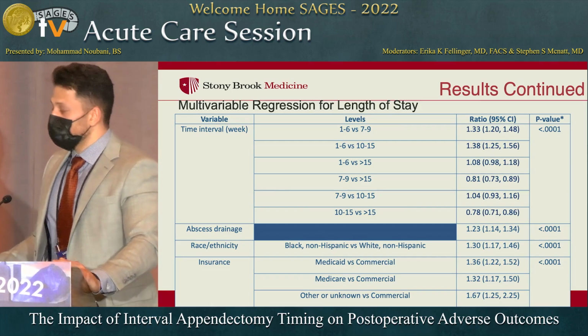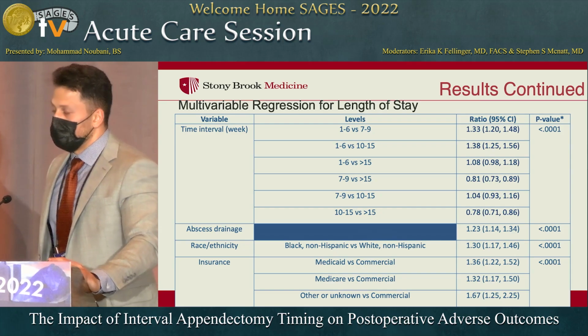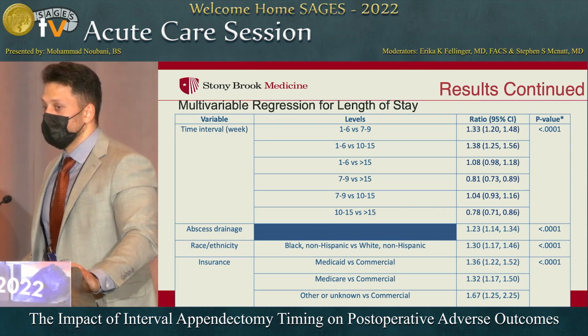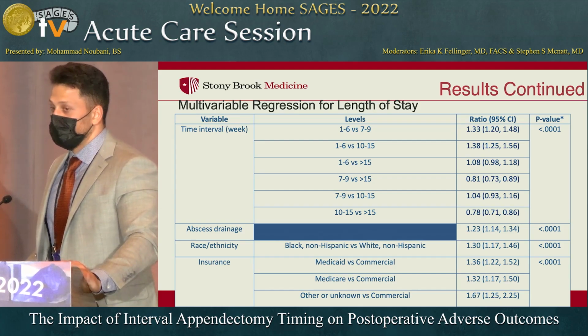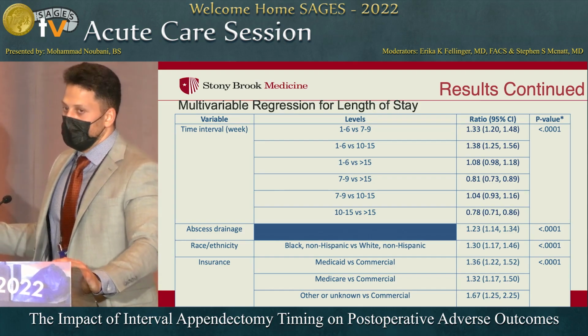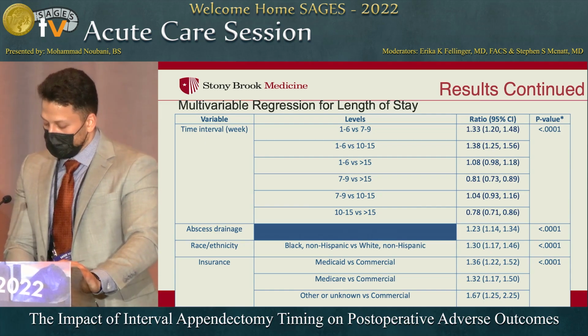For our secondary and tertiary endpoints, which included 30-day readmission, perioperative complications, 30-day mortality, and colonoscopy findings, we found no differences or association between these variables and the secondary and tertiary endpoints.